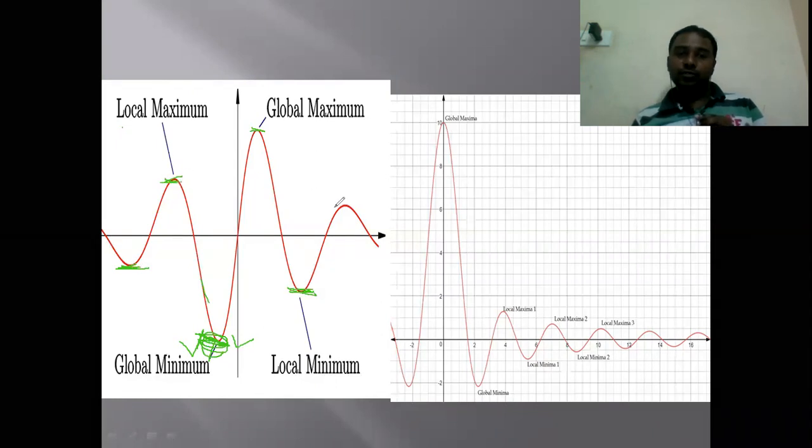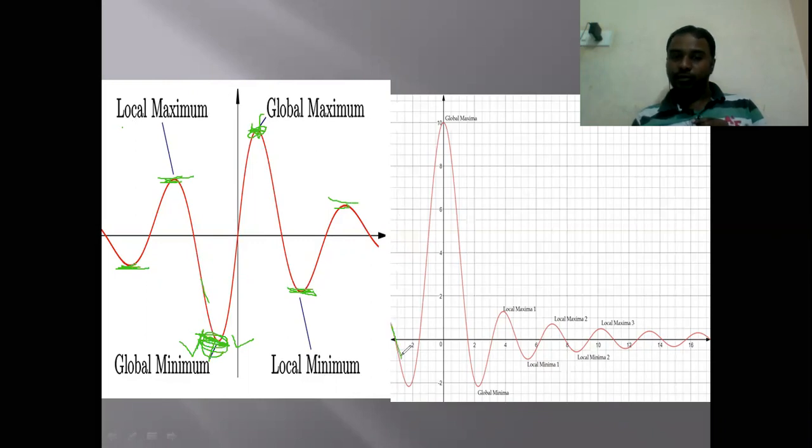These three are maximum points. But out of these three, which is the highest value? This will be the highest value. So throughout this function, the highest value we call the global maximum. The remaining maximum values we call local maximum.